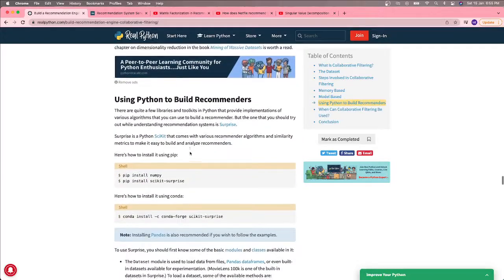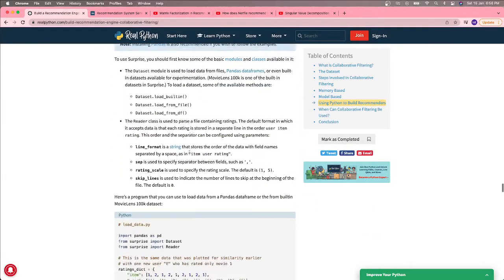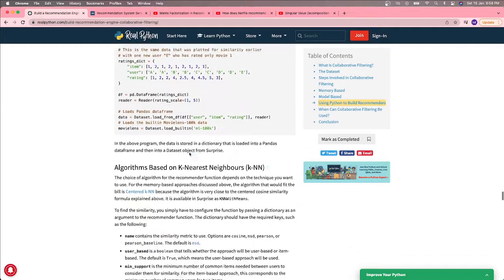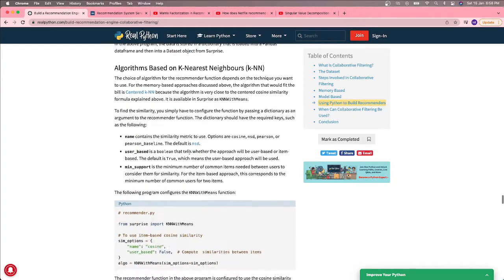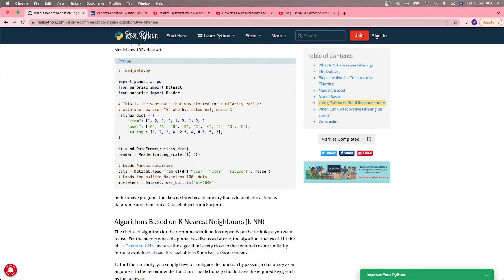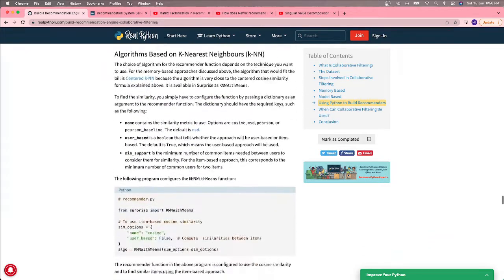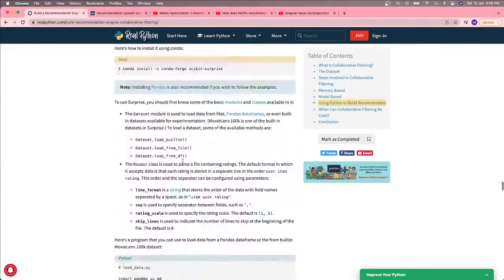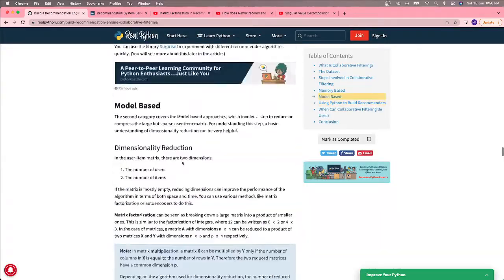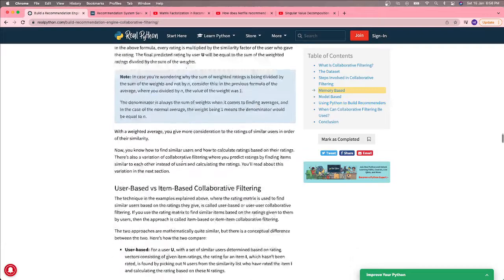Okay, so we have this library called Surprise, which we can use to do different kinds of things. For different kinds of recommendation systems, one algorithm is called KNN with means, for memory-based models.